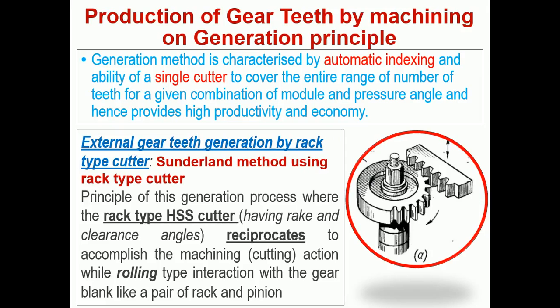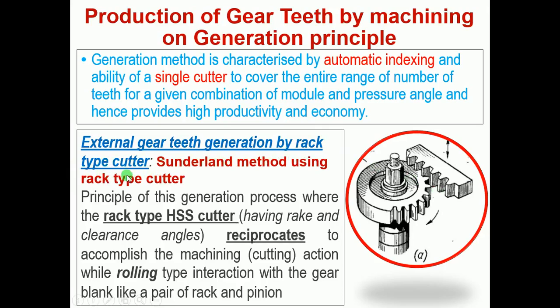Okay. Production of gear teeth by machining on generation principles. Here is called gear generation principles. The generation method is characterized by automatic indexing and the ability of single cutters to cover the entire range of number of teeth for given combinations of modules and pressure angles, and hence provides high productivity and economy.